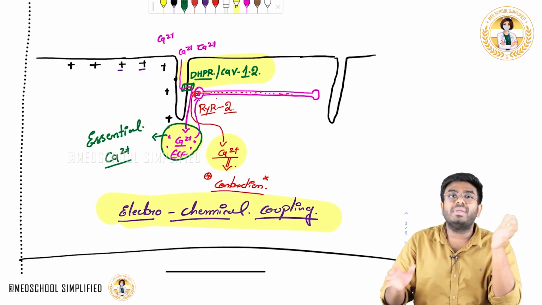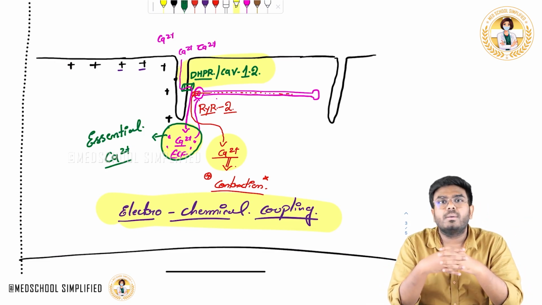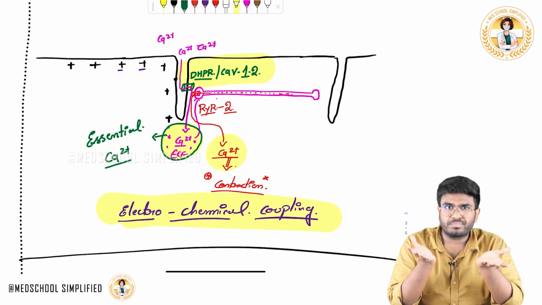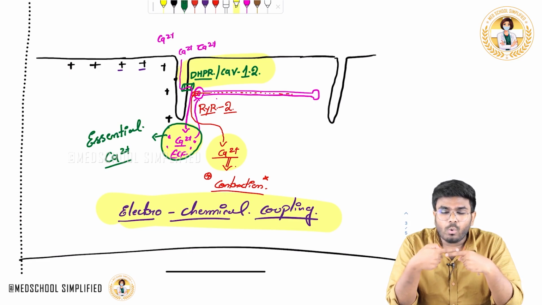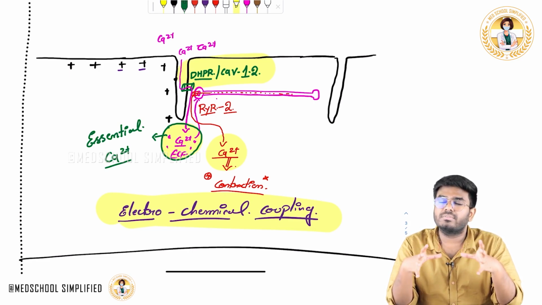Okay, so with this, the foundation for muscle contraction, or muscle physiology, is completed. In the next video, we will see exactly how the sliding filament theory happens. The actin, myosin, all the important points will be discussed in the next video.